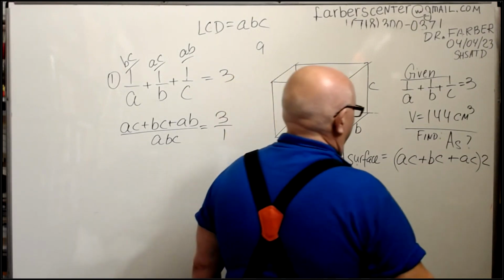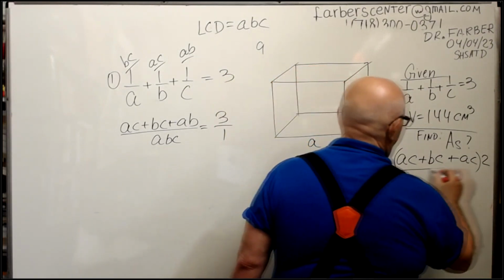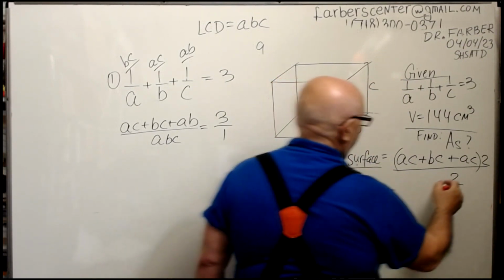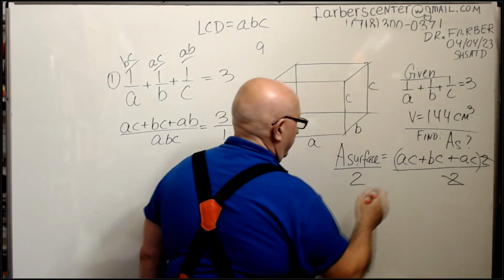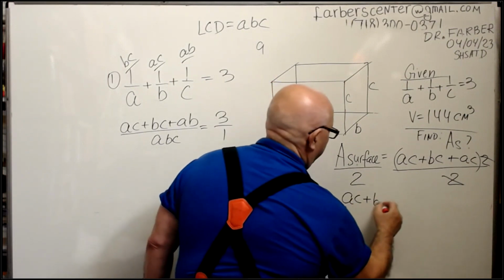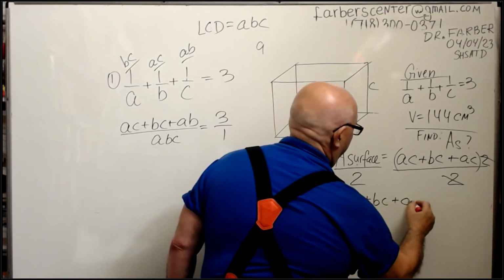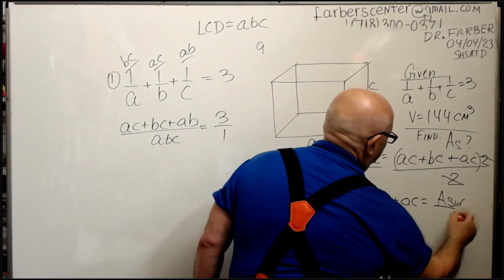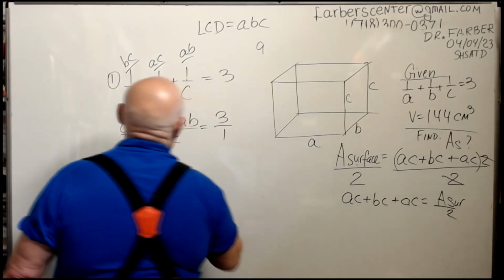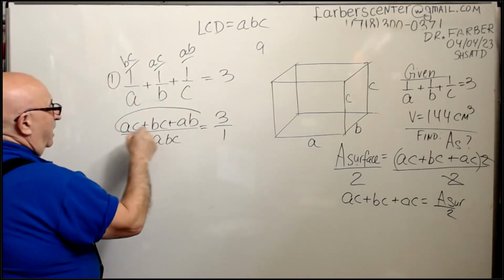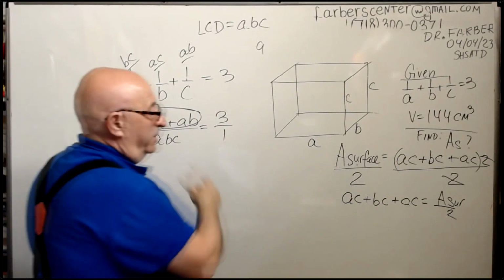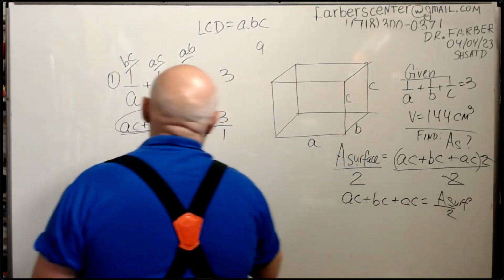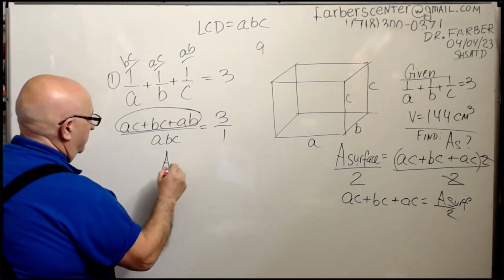If I divide everything by 2, I can write that AC plus BC plus AC equals area of surface divided by 2. Now look at this, what I have. This is exactly the same. Instead of this, I can write area of surface divided by 2.